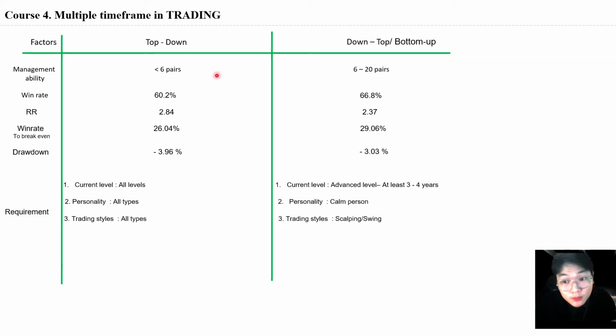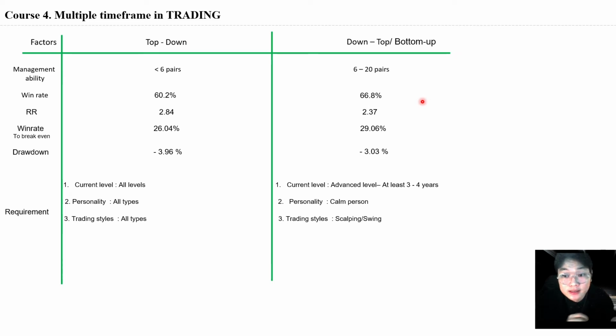First one, for the top-down analysis, about the level of experience needed to apply this method: you can apply top-down analysis at all levels, even if you are a new trader or an advanced trader in the market. But for the bottom-up, you need to have experience of at least 3 to 4 years. Why like this? Because for the bottom-up analysis method, you need to be very confident about the setup.